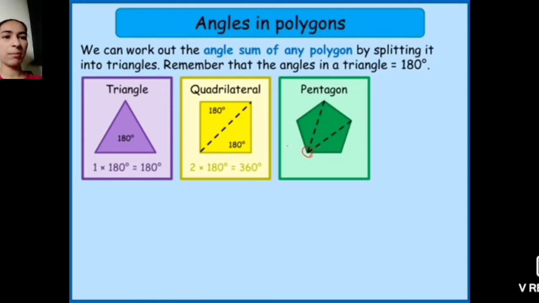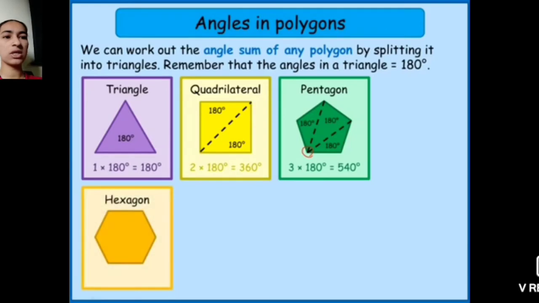And in a pentagon, yes students, you can see how many triangles we can make. Yes, there will be 3 triangles. You can see in the figure 180 for the first triangle, 180 for the second triangle, and 180 for the third triangle. Yes students, we already know the addition of all angles in a triangle is 180. We are using that in polygons. So the addition of all angles in a pentagon is 540.